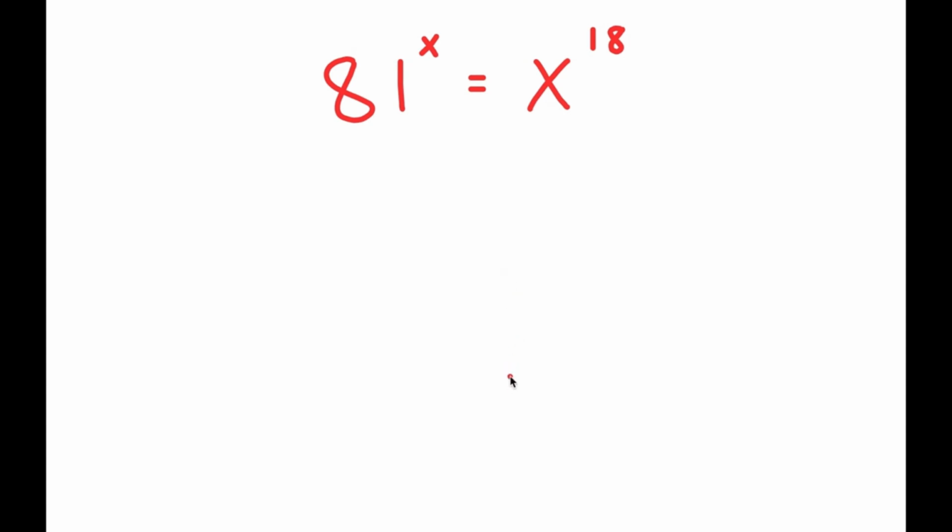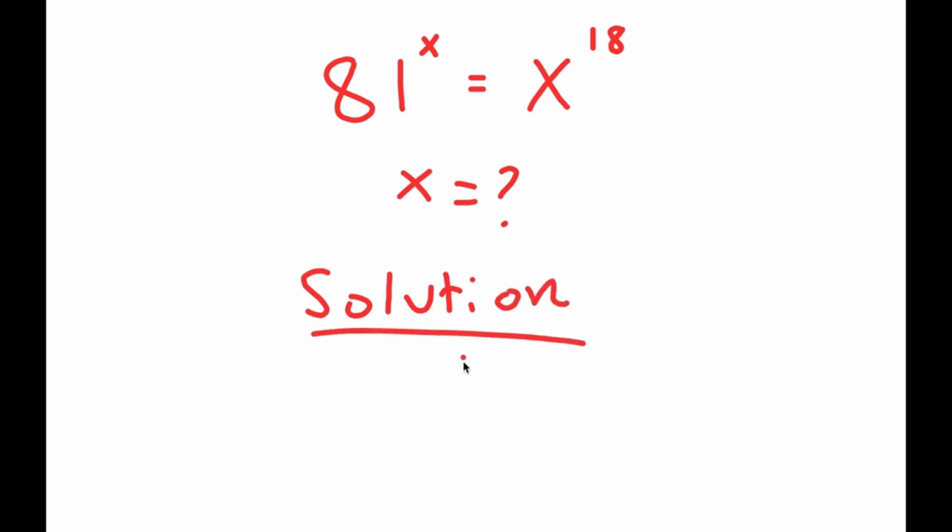Alright, so in this problem, I have 81 to the power of x is equal to x to the power of 18. So I want to find the value of x here. So for my solution, I'm going to rewrite this equation. So 81 to the power of x is equal to x to the power of 18.